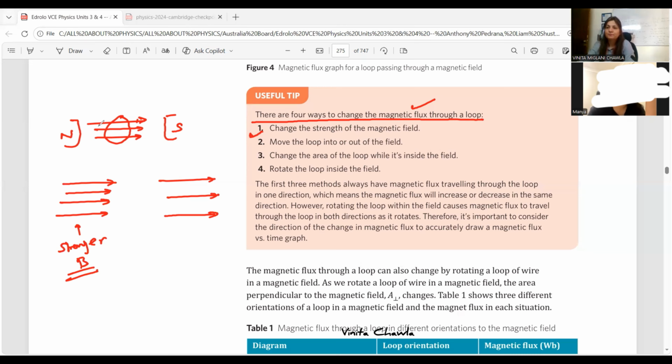Right? Second, move the loop into or out of the field. If I move my loop up and down, even then I can change the magnetic field lines entering the coil.